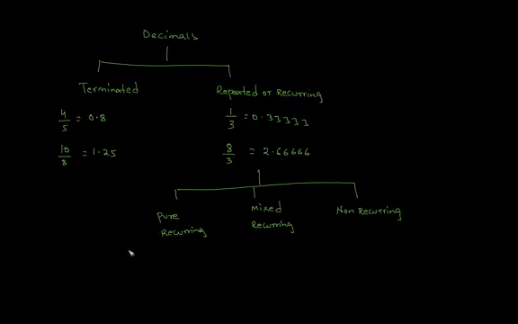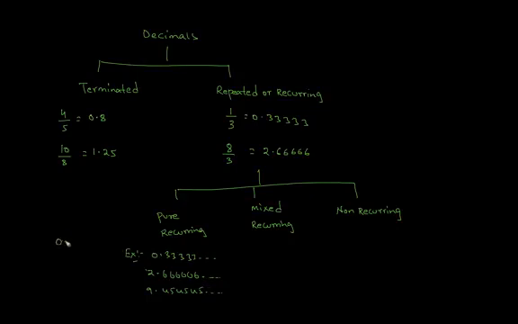So first, pure recurring. Pure recurring examples are 0.33333 and so on, or otherwise 2.66666 and so on, or otherwise 9.454545. This way, this is called pure recurring.